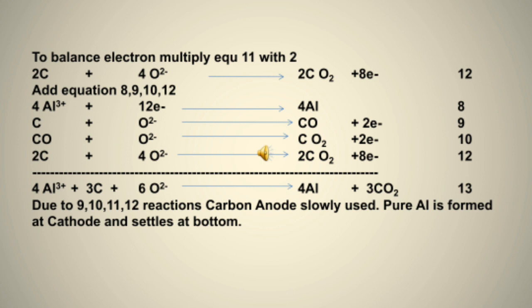Now see the electrons in the 8th equation. How many electrons on the reactant side? 12 electrons. In the 9th, 10th, 12th, now add the electrons on the product side, we get 12 electrons on the product side. So now we are going to cancel these 12 electrons on the reactant side and product side, so that we get equation 13.